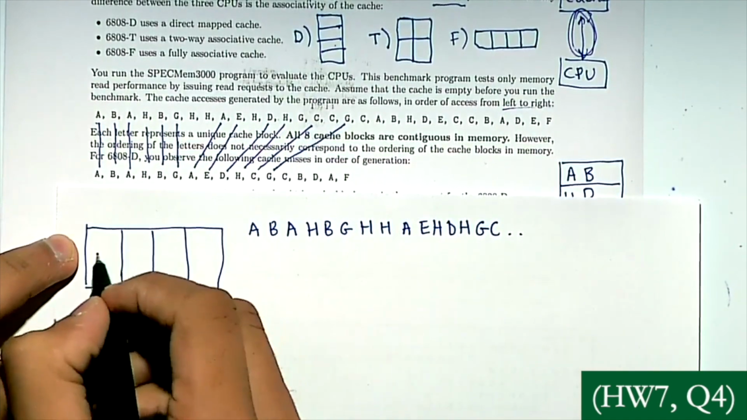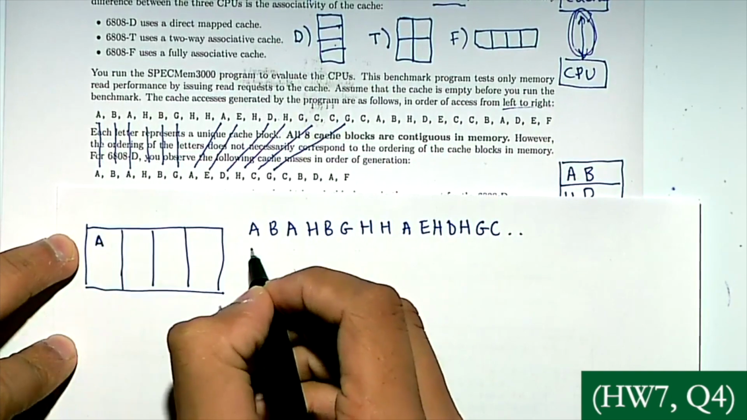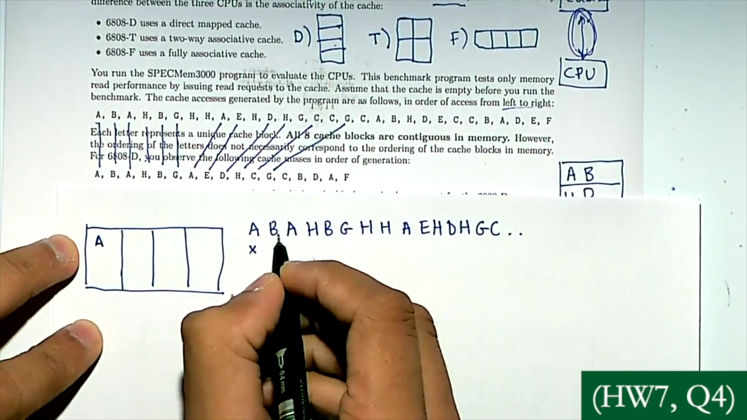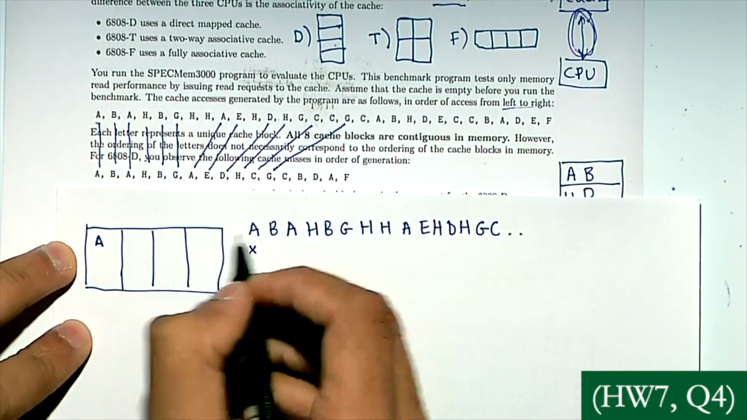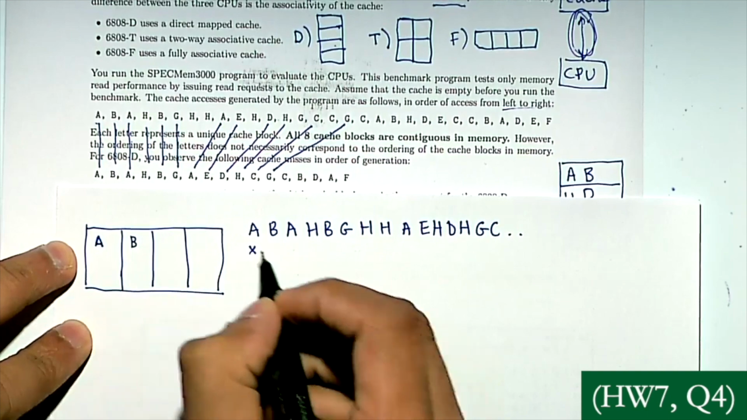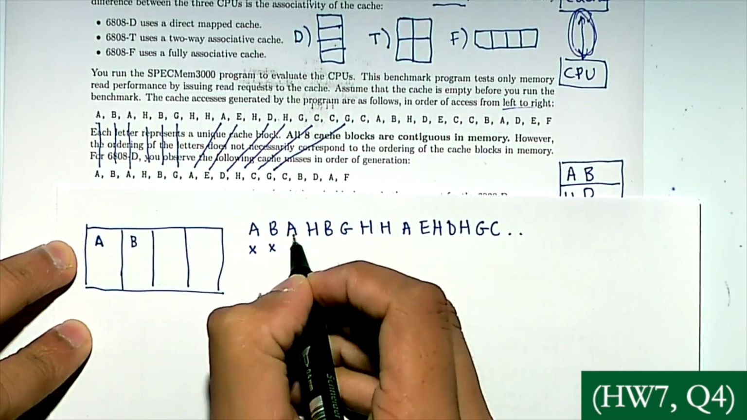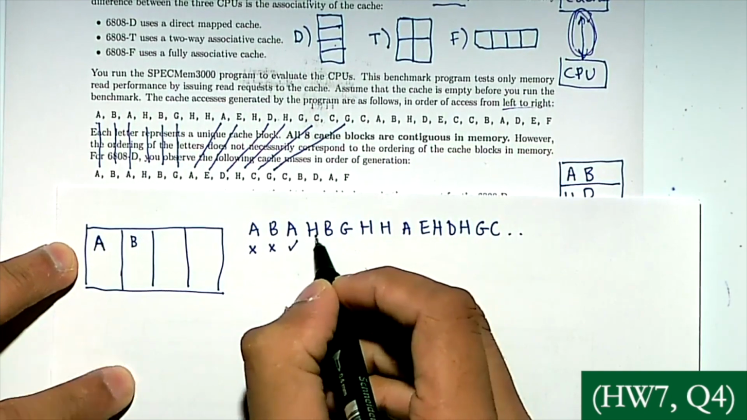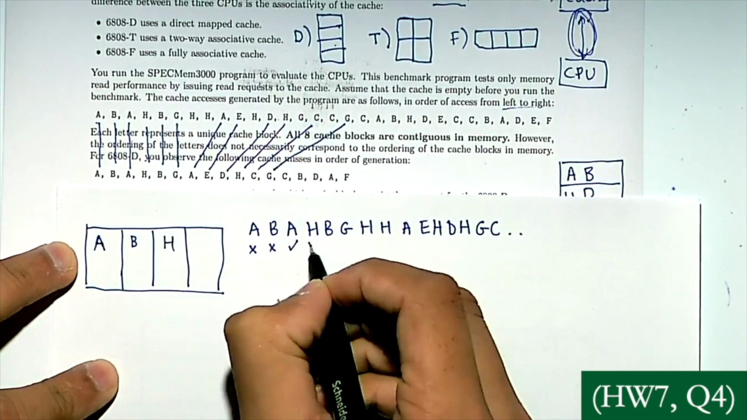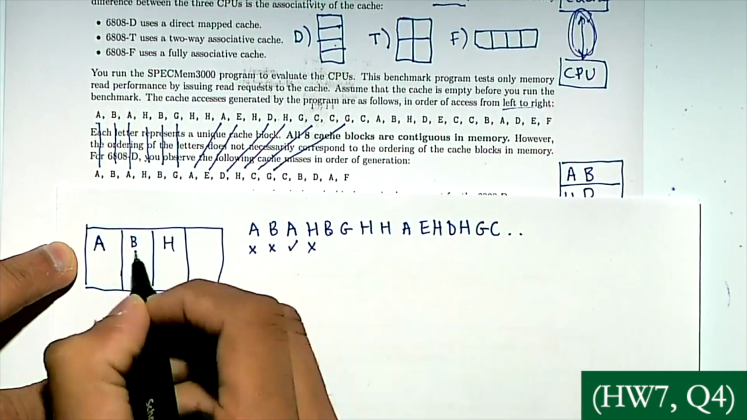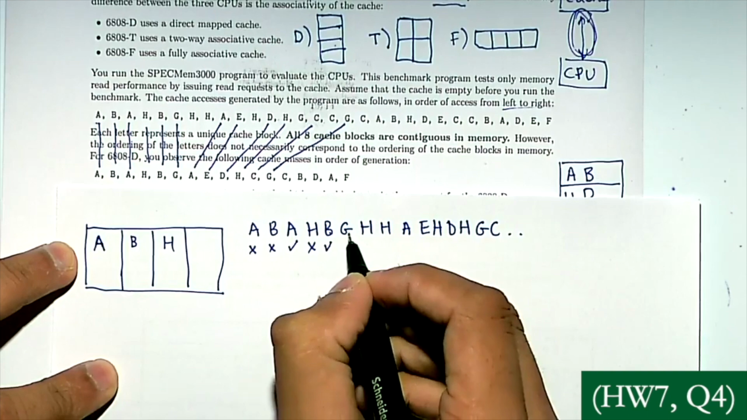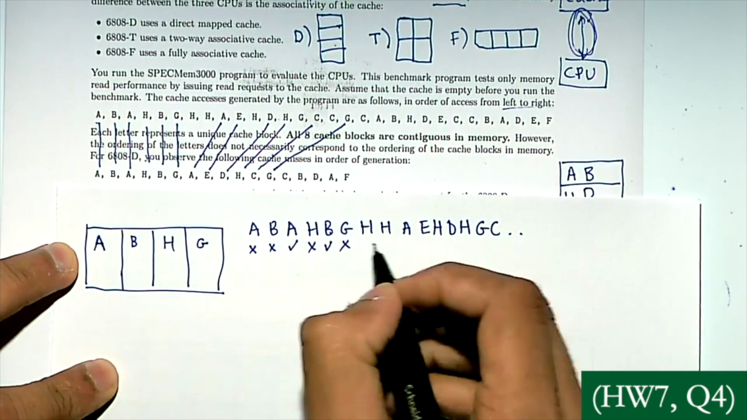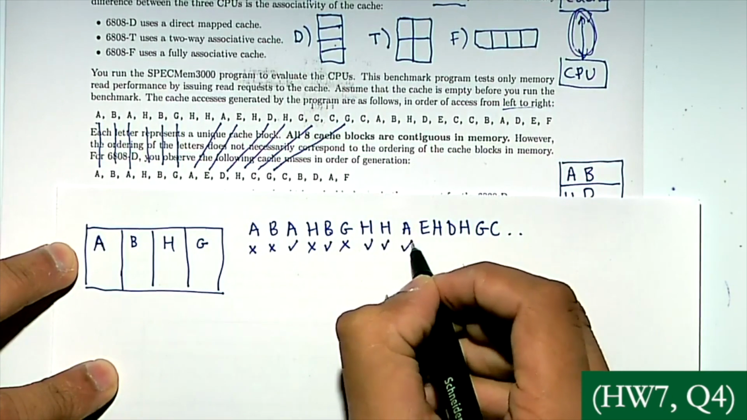So the first A gets brought into the cache, and so it's a miss. I'm going to denote that by putting an X underneath it. B gets brought in. It's also a miss because it doesn't exist in the cache, but we put it in a different way because there's free space. A is a hit in the cache because it already exists here, so that's fine. H is new, so we put it here and mark it as a miss. B is already in the cache, so that's fine. G is not in the cache, so we bring it in, and it's a miss. H is already in the cache.